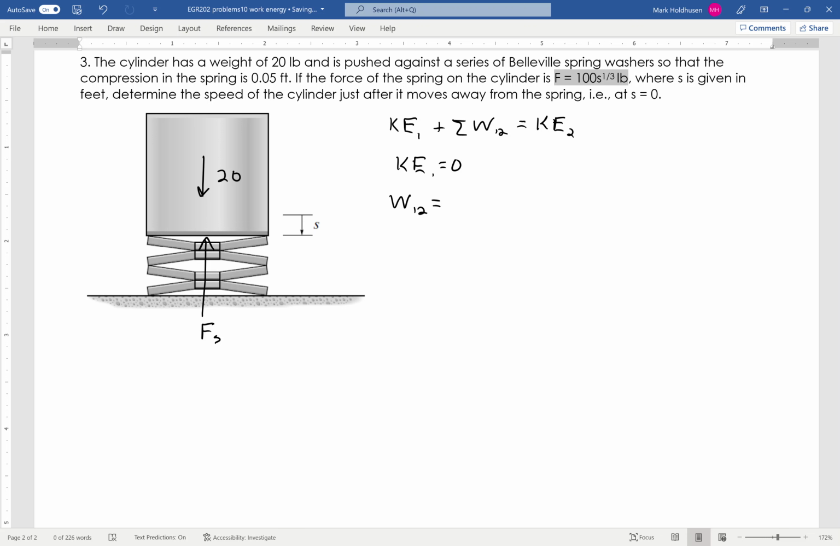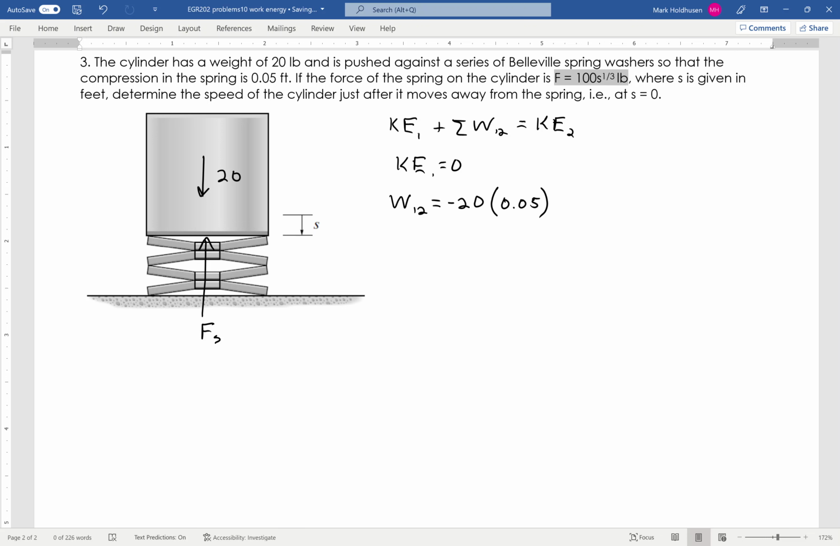So let's start with the work due to gravity. That's just going to be 20, and its motion is going to be 0.5. Remember, I start with it compressed, so this motion is upward. I'm pushing it up at this point. I compressed it, let go, and I want to figure out what's going on right after it gets fully extended. Motion is upward, weight is downward, so this is going to be a negative work.